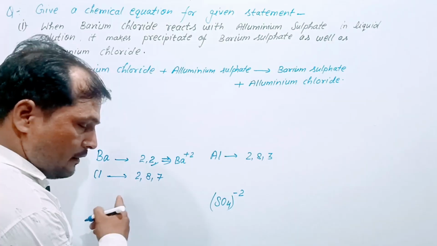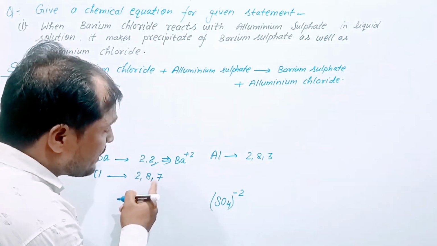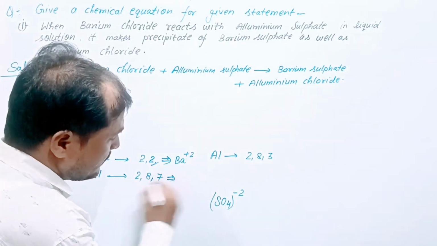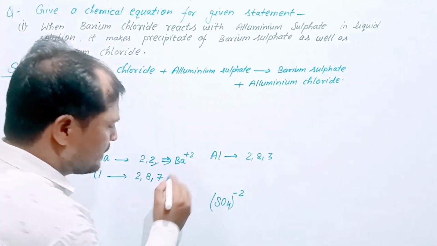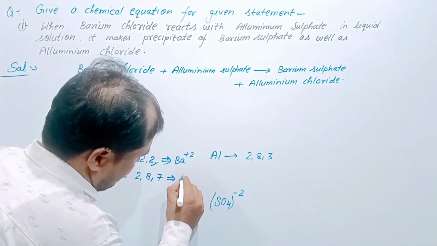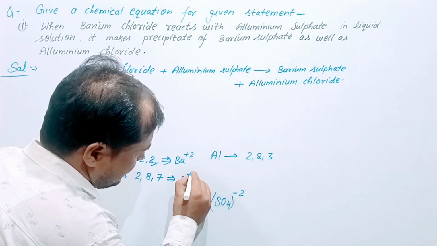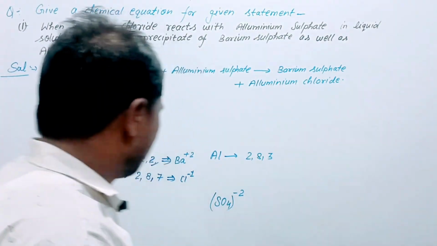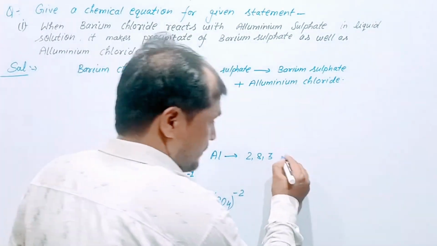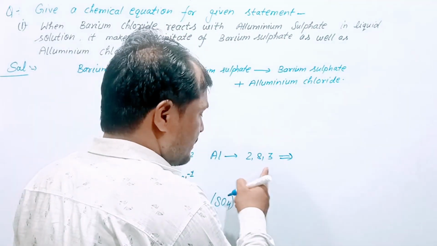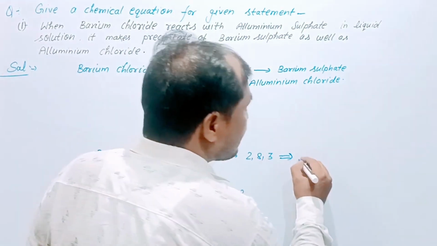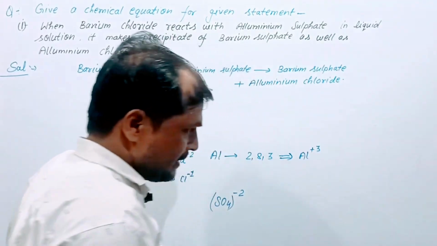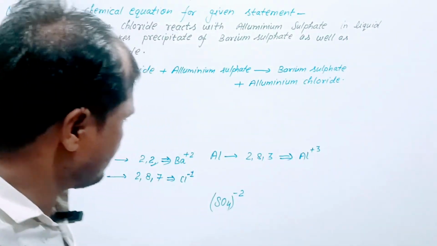Now in chlorine, there are 7 electrons in the outermost shell. Hence its valency will be -1, Cl, because it is a non-metal. And aluminium has 3 electrons in the outermost shell. Hence aluminium is a metal and its valency is +3.